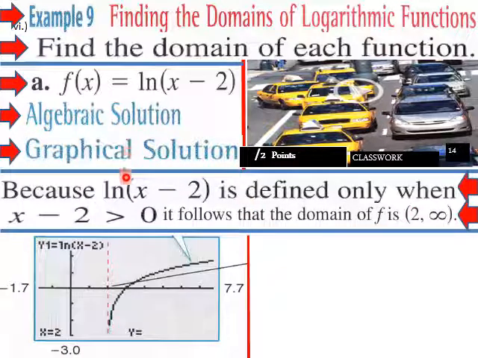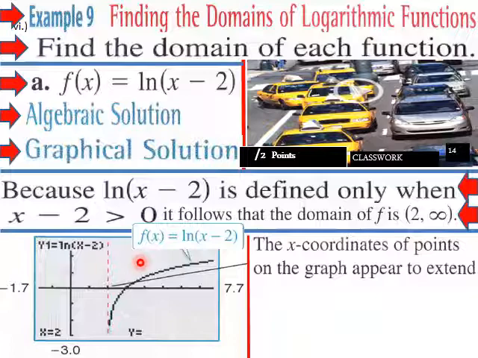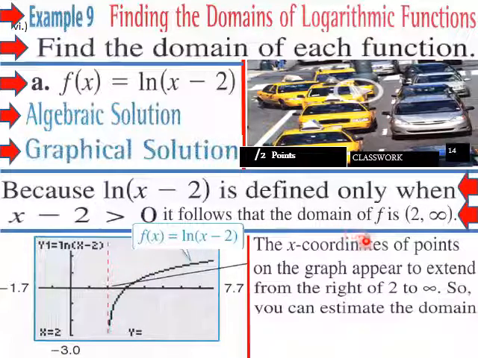And then the graphical solution, here is the graph of that, right here. And here is your vertical asymptote at x equals 2. The x-coordinates of points on the graph appear to extend from the right of 2 to infinity. So you can estimate the domain to be 2 to positive infinity. So this is your domain over here.